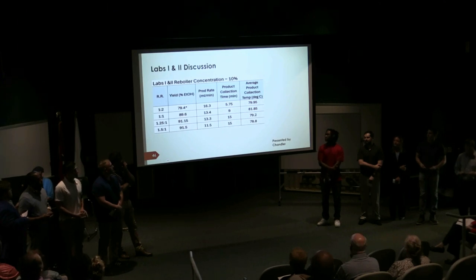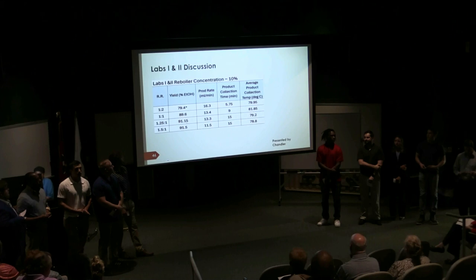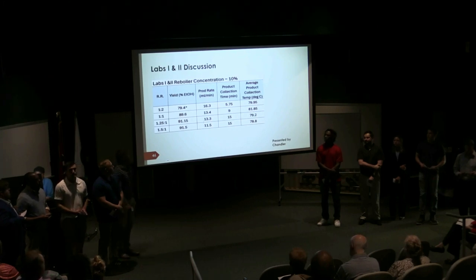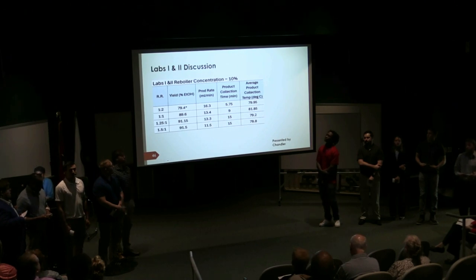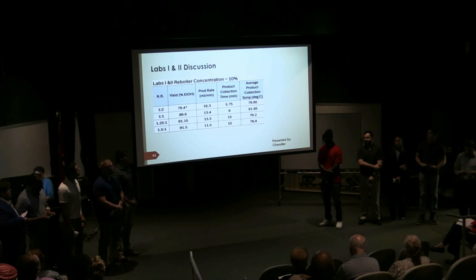Finally, an increase in reflux ratio from 1.25 to 1 to 1.5 to 1 did not improve the yield that much, but we observed significant loss in production rate. So we recommend optimizing around 1.25 to 1 for reboiler concentration.